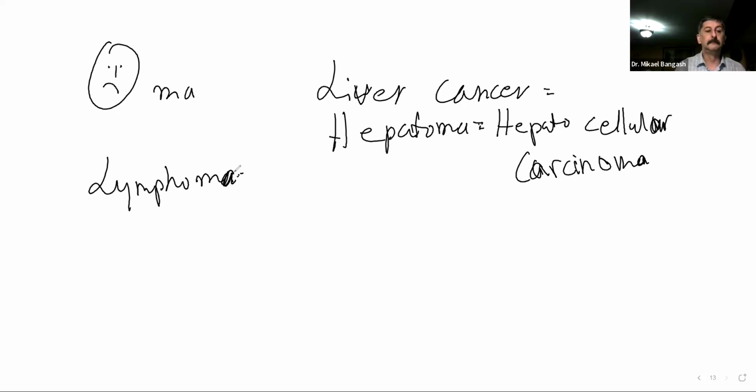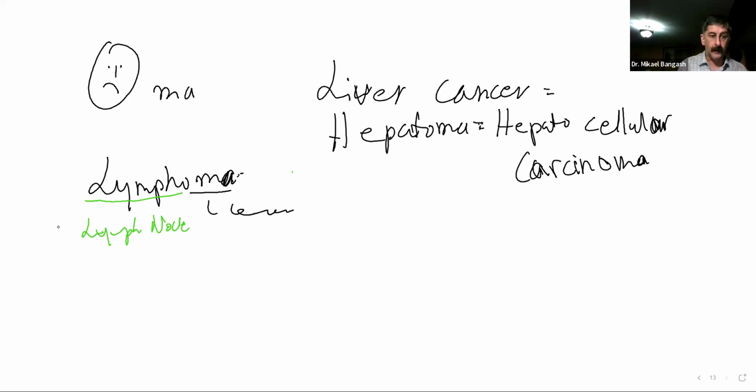Lymphoma. Here the suffix -oma is still going to be cancerous. Here is lymph. Lymph is a fluid, but there are also structures we call lymph nodes. So cancer developing in the lymph nodes will be called lymphoma, roughly speaking.